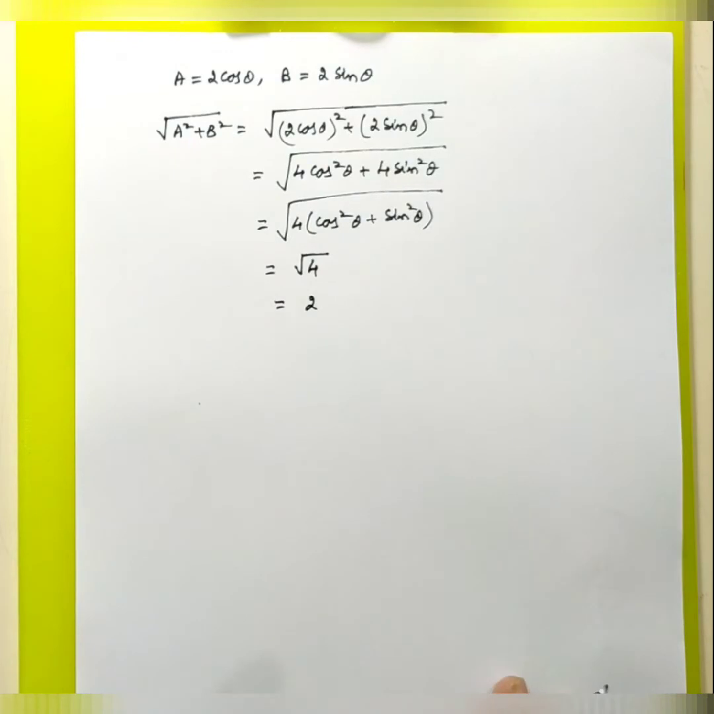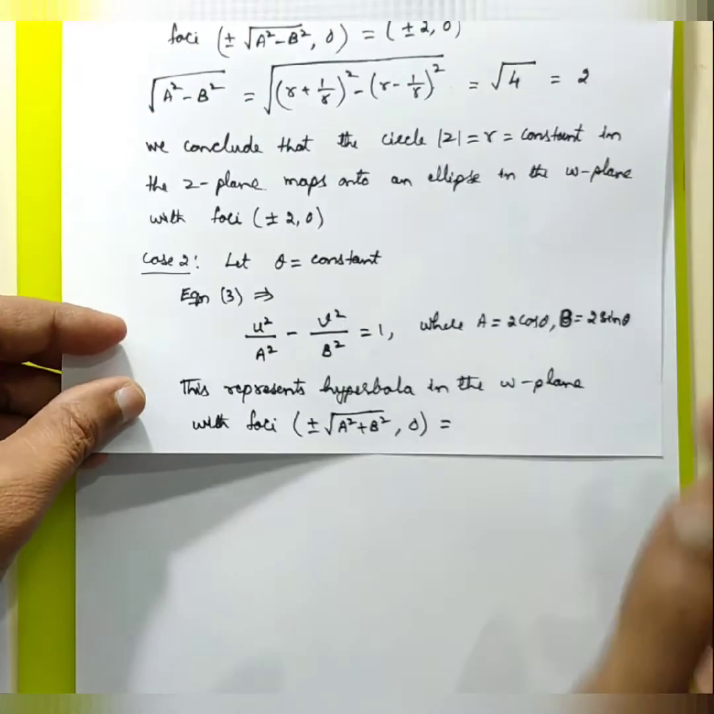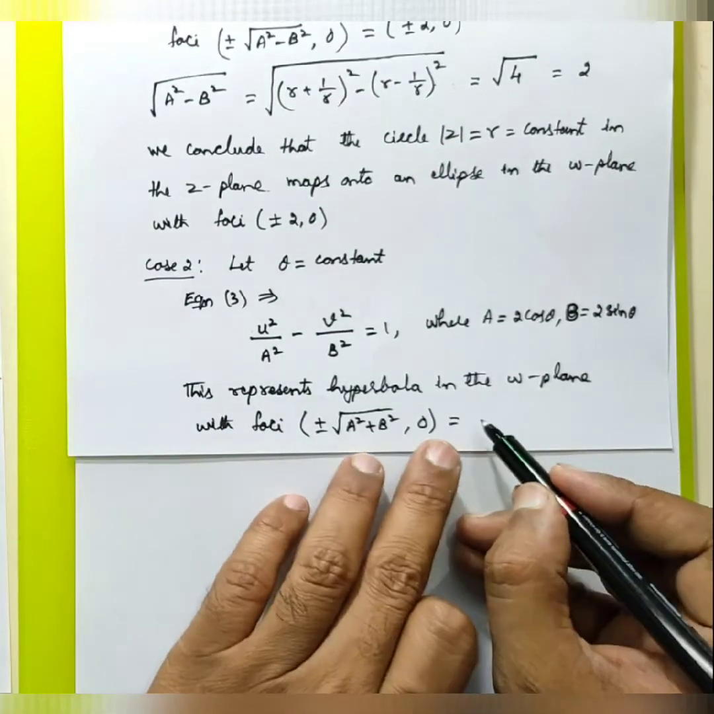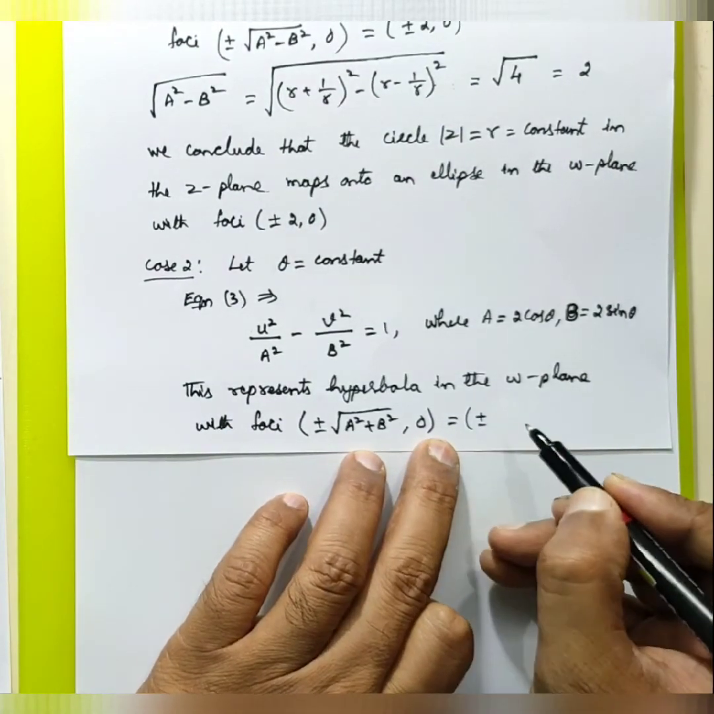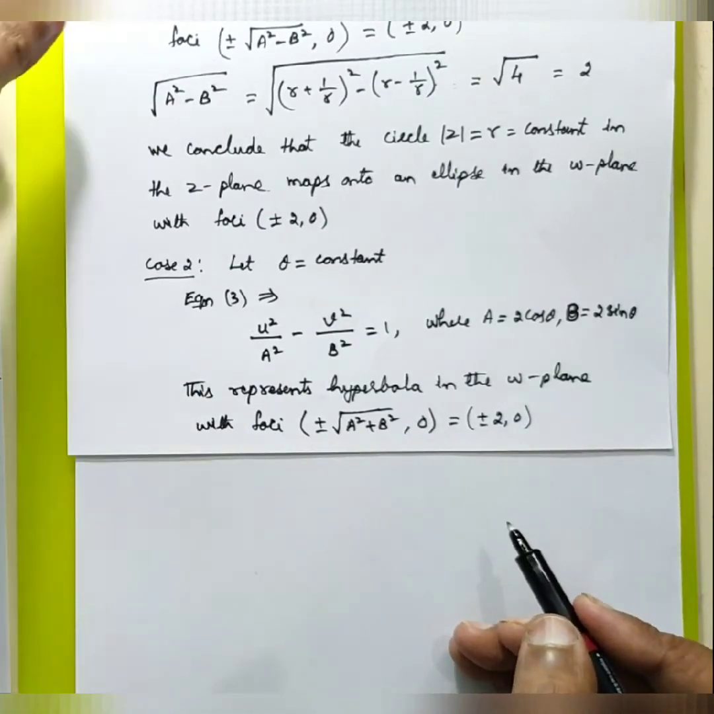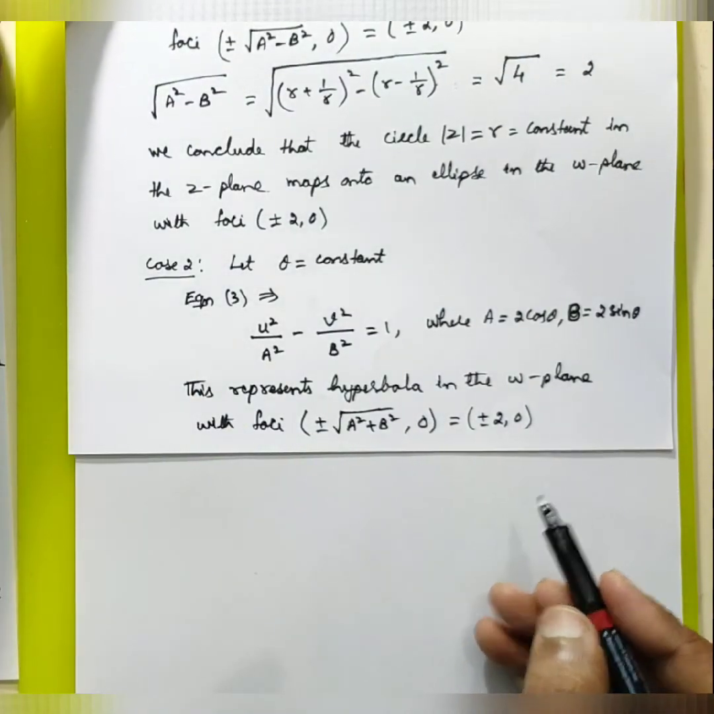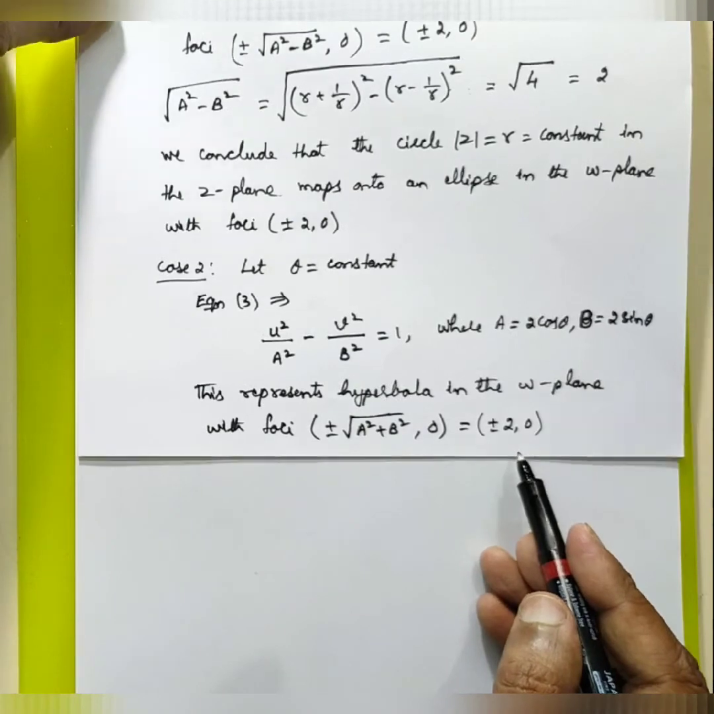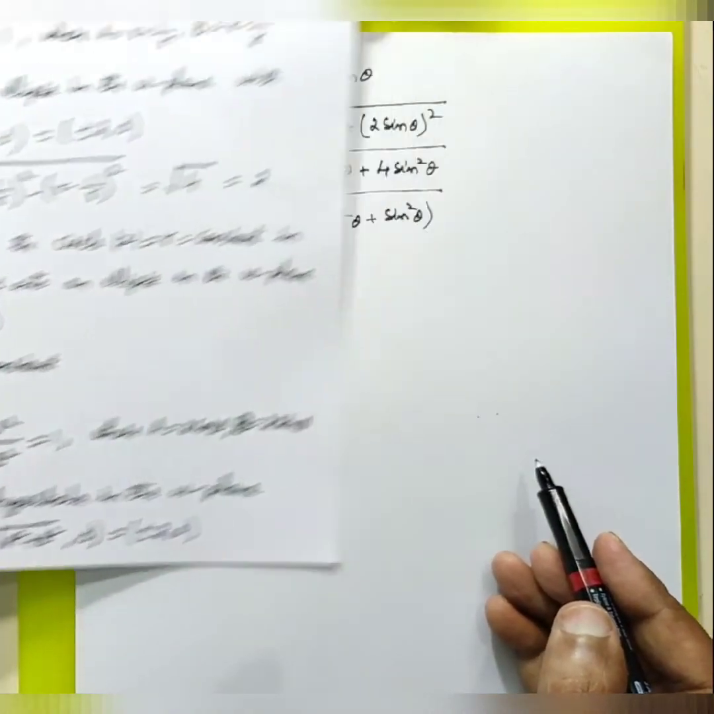So if I plug that value back over here, you will be getting the value equal to plus or minus, so it becomes 2 comma 0. So that will be the foci. We have got the foci to be equal to plus or minus 2 comma 0.